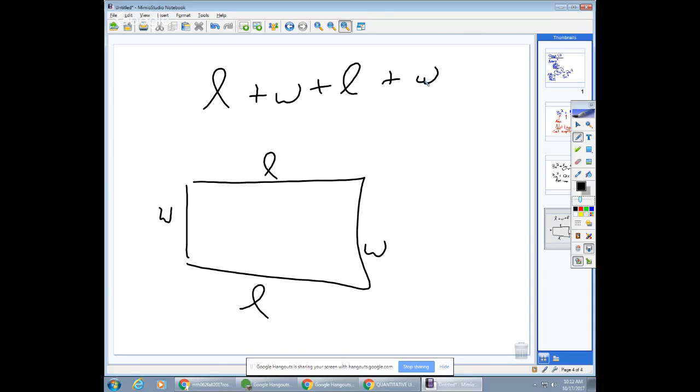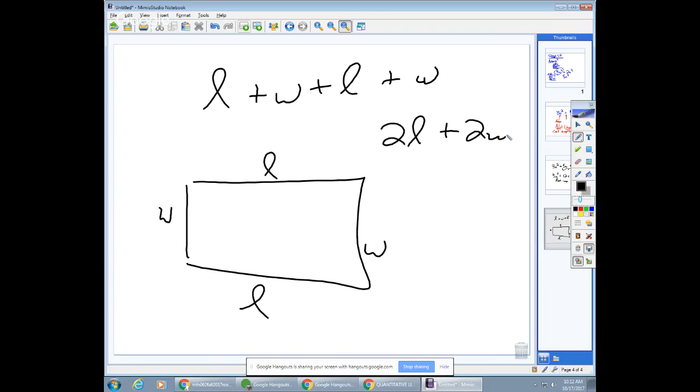All right, so would you agree, according to this picture, the length and the width are two different things, even though they're both measurements? Yeah. So what I could say is, how many lengths do I have up here? I have 2 lengths. And how many widths do I have? I have 2 of them.